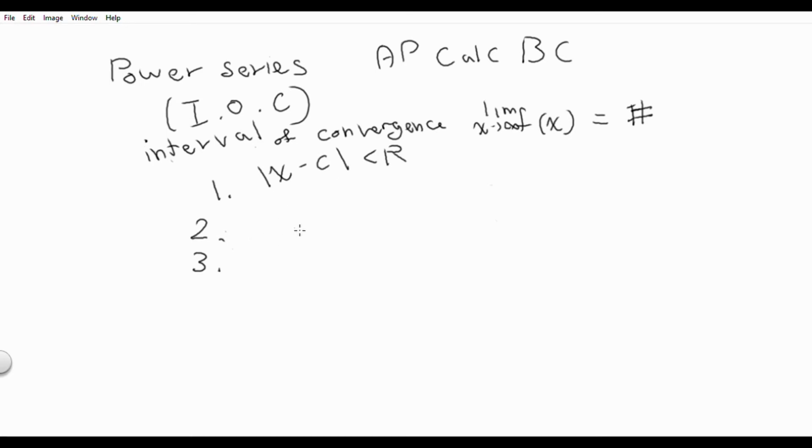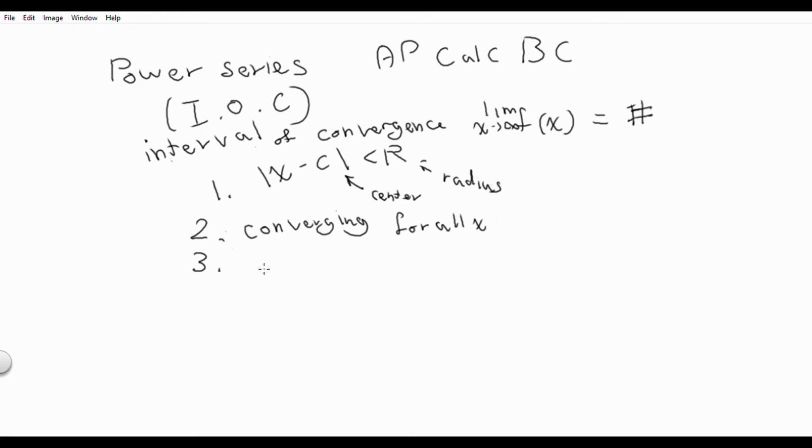The second one is that the series converges for all real numbers x. Oh yeah, I need to identify this first. This is the center, and this is the radius. I'll explain about this later. Anyways, the second one is that it should be converging for all values of x, basically meaning it cannot be discontinuous.